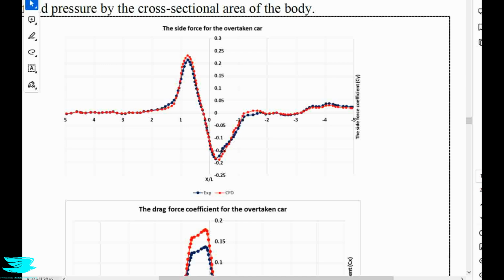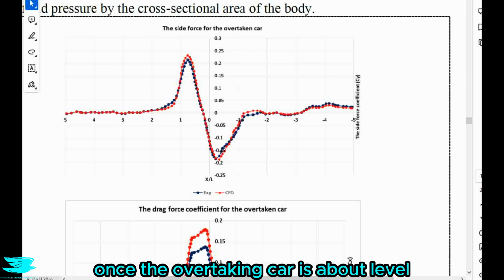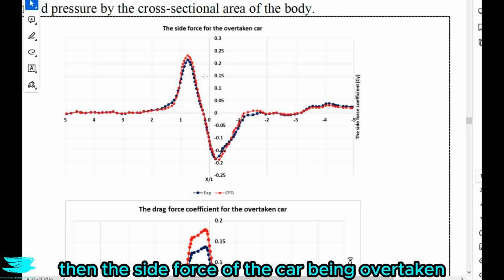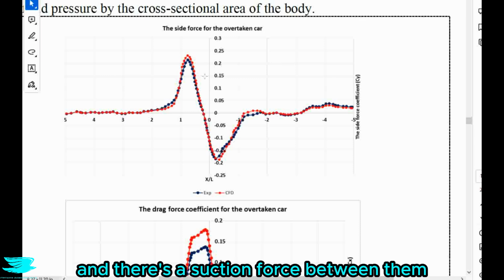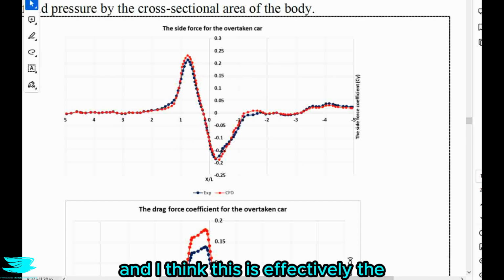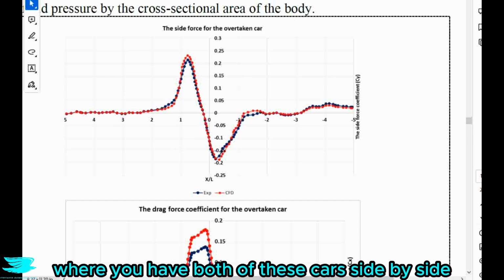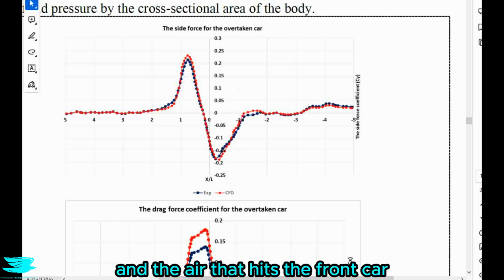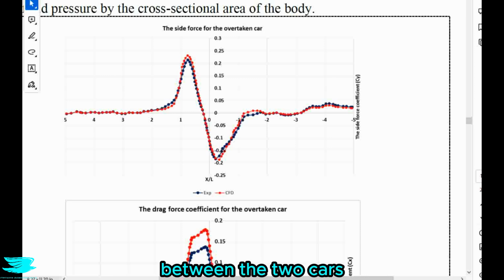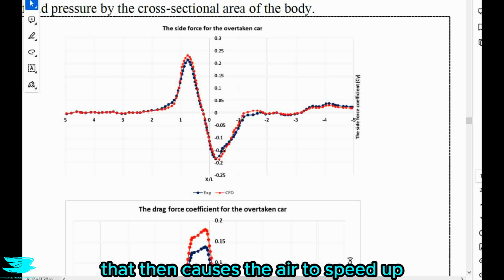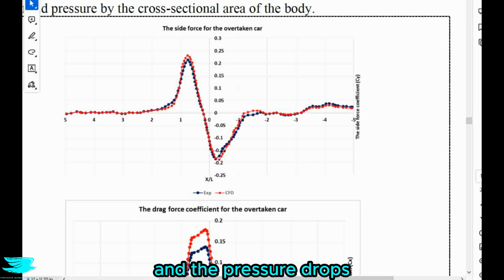And like the drag coefficient, once the overtaking car is about level, then the side force of the car being overtaken drops dramatically, and now the 2 cars are being pulled together. There's a suction force between them. And I think this is effectively the Venturi effect, where you have both of these cars side by side, and the air that hits the front of both cars needs to go around, and much of it will get funneled between the 2 cars. That then causes the air to speed up and the pressure drops, which then makes the two cars suck together. So that's what I think is going on here with the suction force down here.